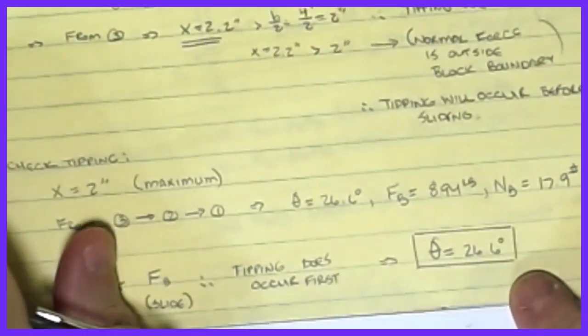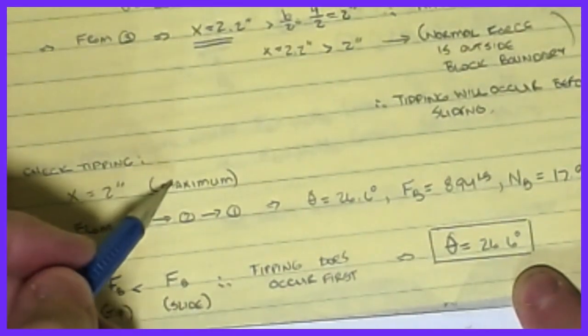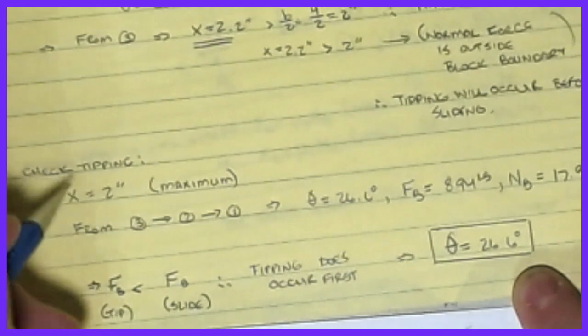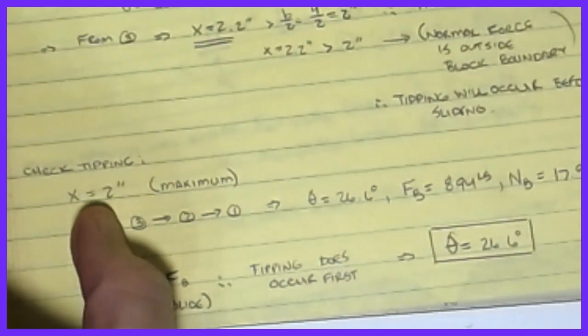Okay, for us then, we're going to check tipping. x is equal to 2 inches. That's the maximum that it can be. So this is the tipping case. And then all I do is plug back in to those equations that we had up before.